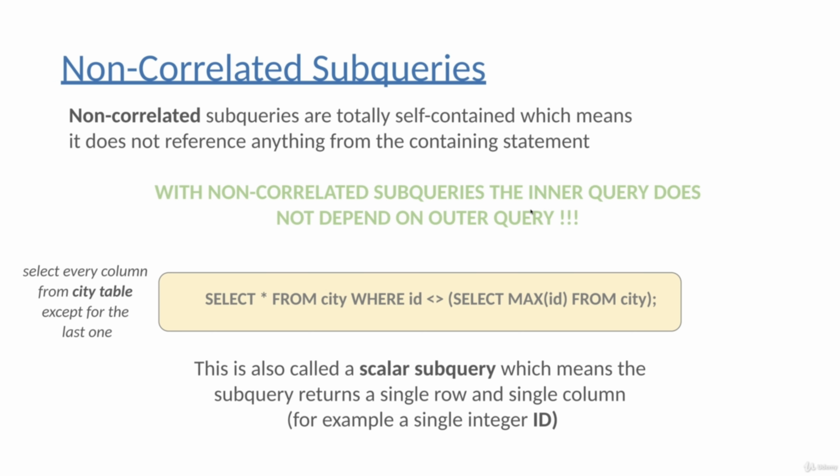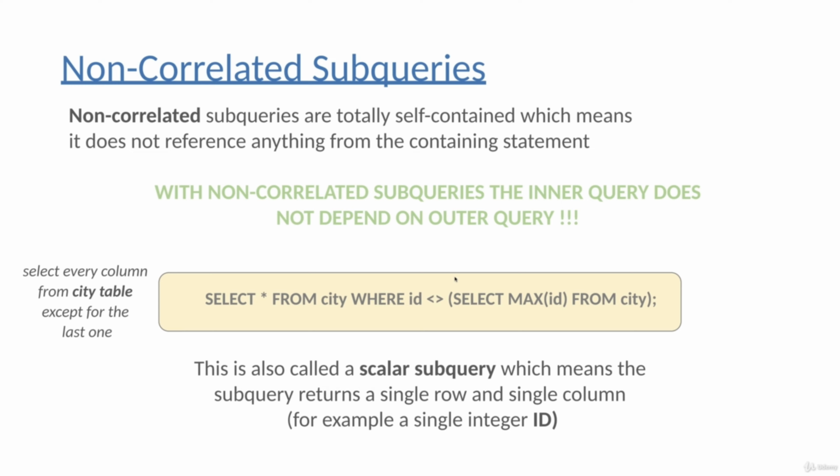We have to select every single column, so we use the star, from the city database table where the ID is not equal to a given value. So this less than and greater than operator is the not logical operator, and then we select the maximum out of the ID values from the city database table. So what's going to be the result? The result of this inner query is going to be a given value. So where the ID is not equal to the ID of the last city, we are going to select everything from the city database table. So this is how we can select every single item from the city database table except for the last one.